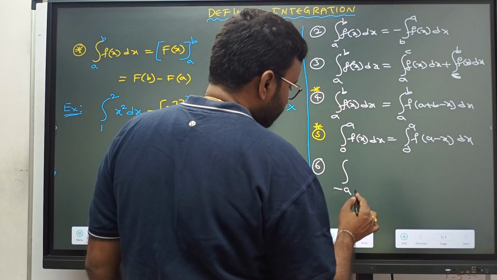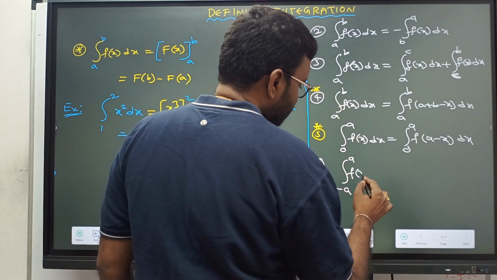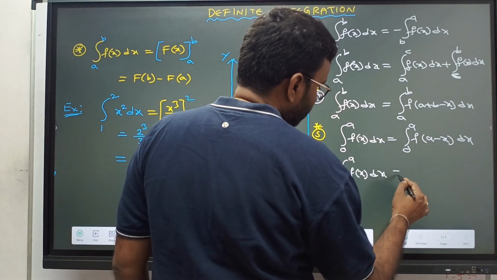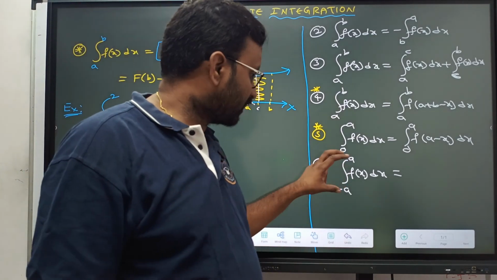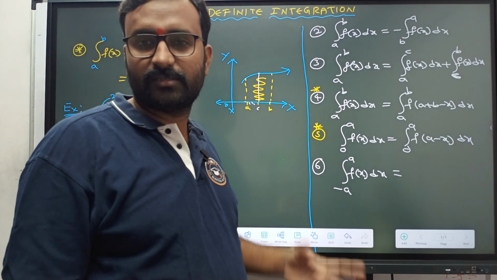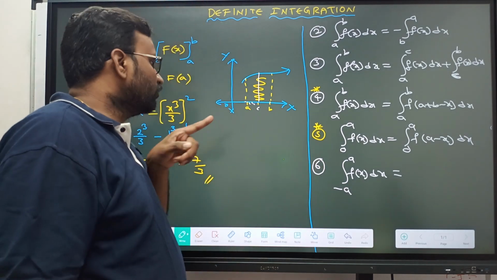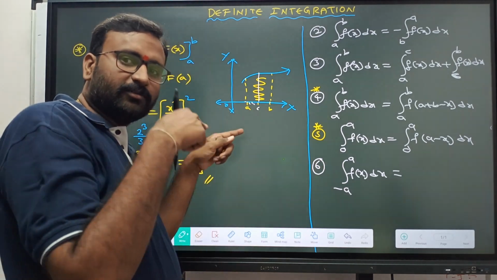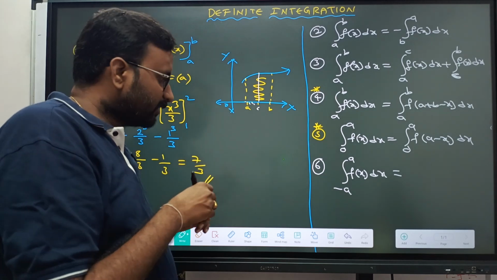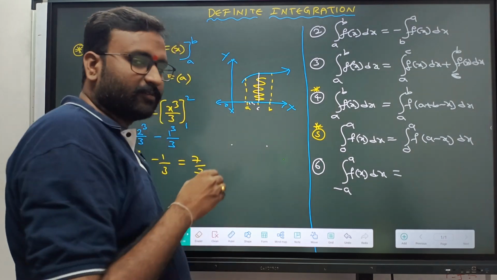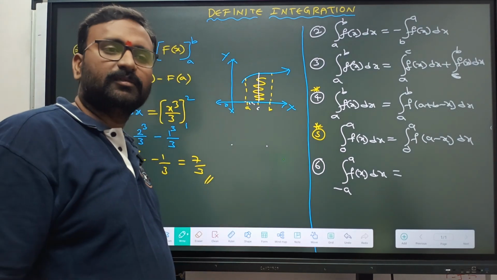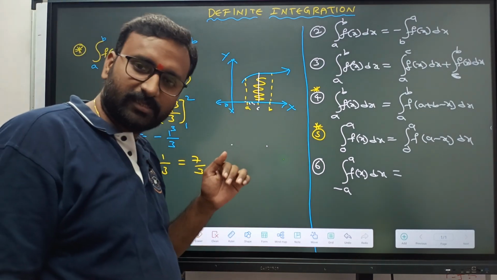Integral minus a to a f of x dx. If you have the same limit but minus and plus, the limits are the same. A to a, b to b, c to c, that is 0. A to a, how will you get area? We can't find it. From this point to this point, we can find the distance. What is the distance? 0. So that's why we can't find a to a, b to b, same limits.